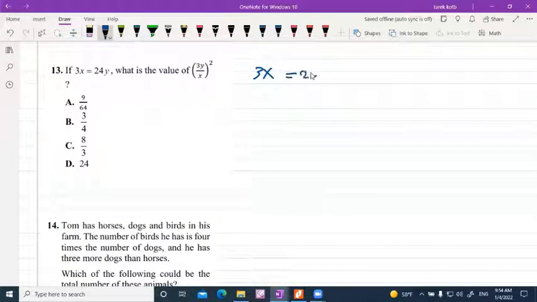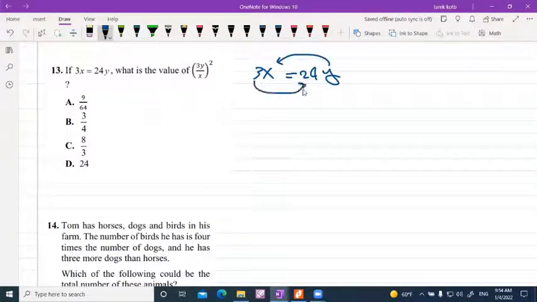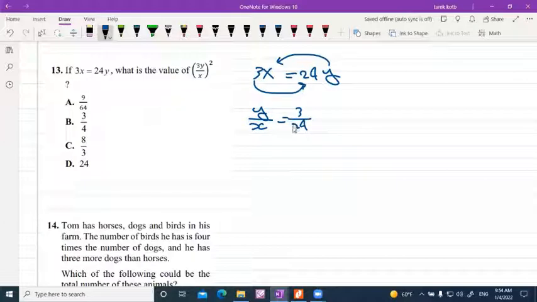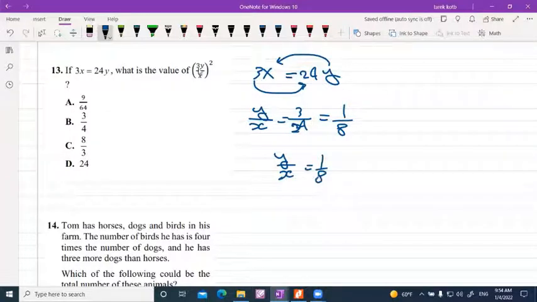If 3x equals 24y, what's the value of 3y over x? 3x equals 24y, so y over x equals 3 over 24. The 3 over 24, if you simplify, will be 1 over 8. So y over x equals 1 over 8. I want to get 3y over x, all squared.